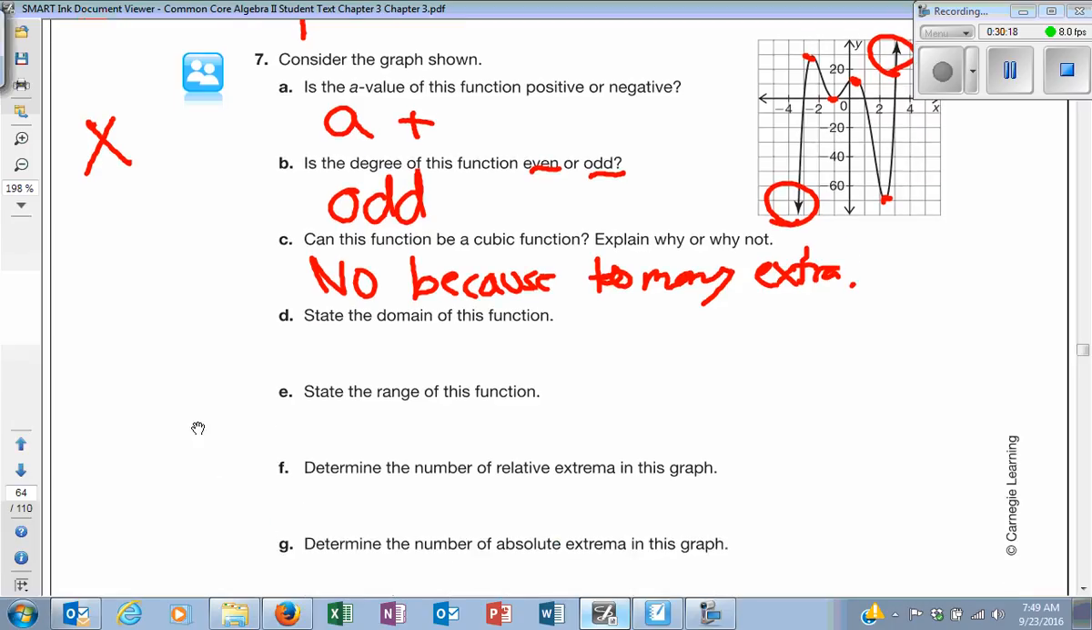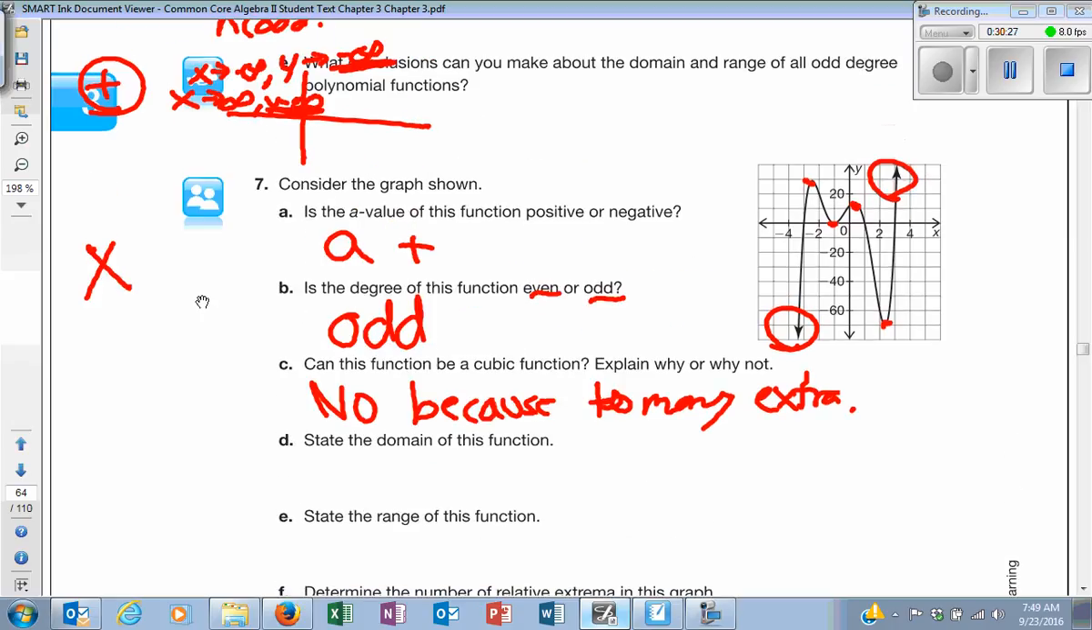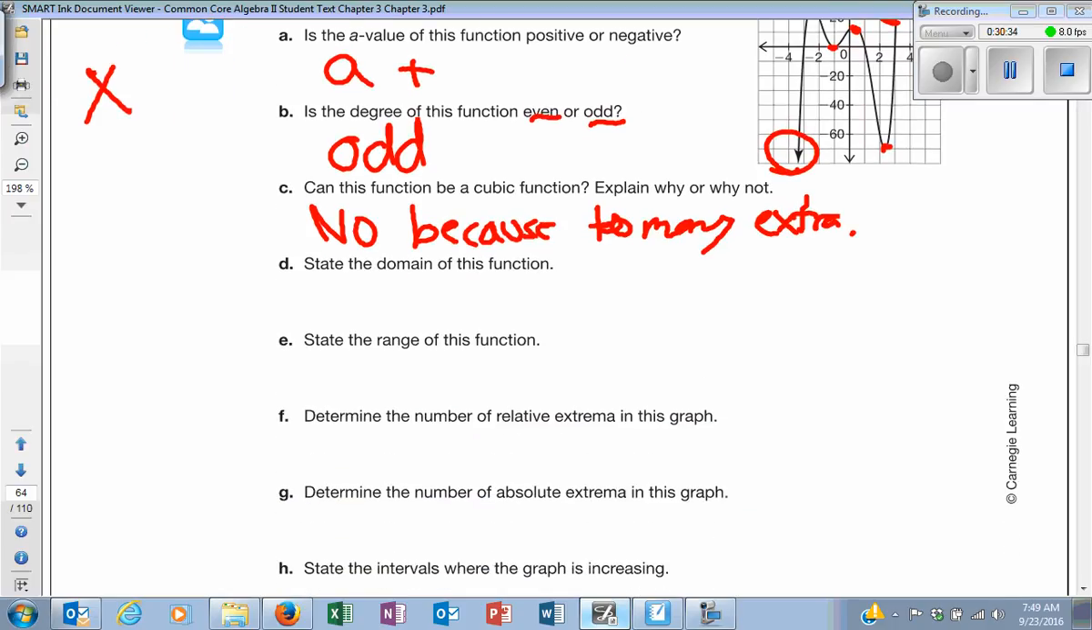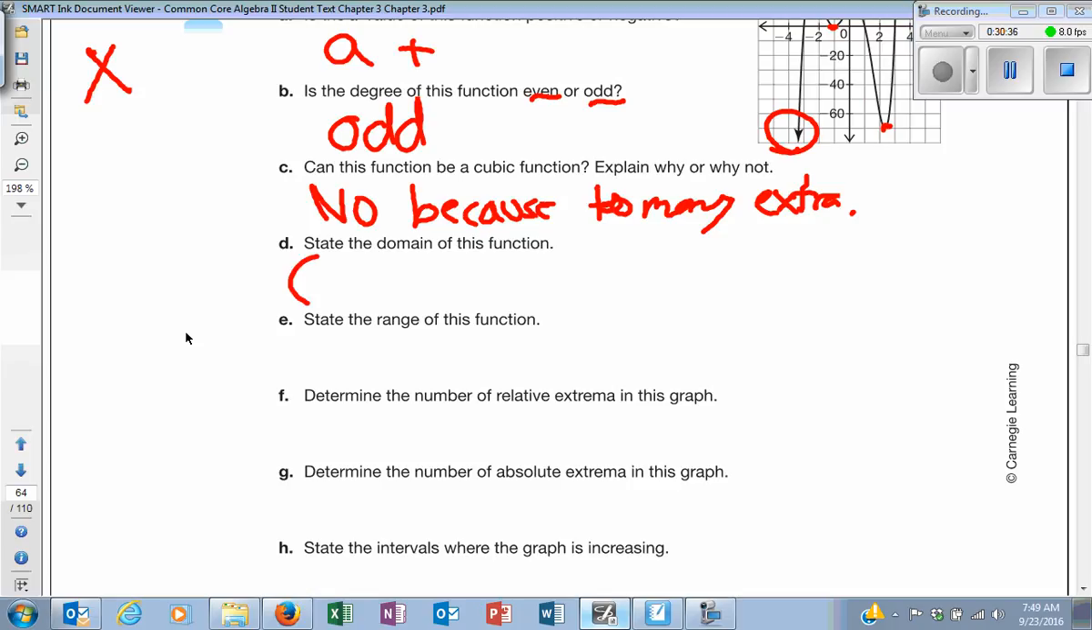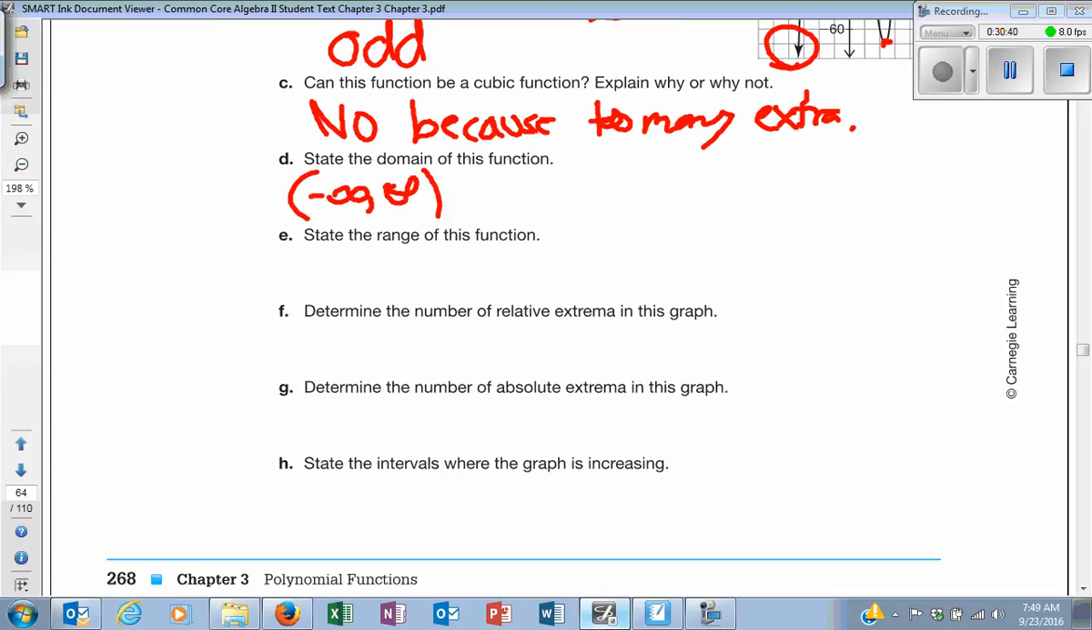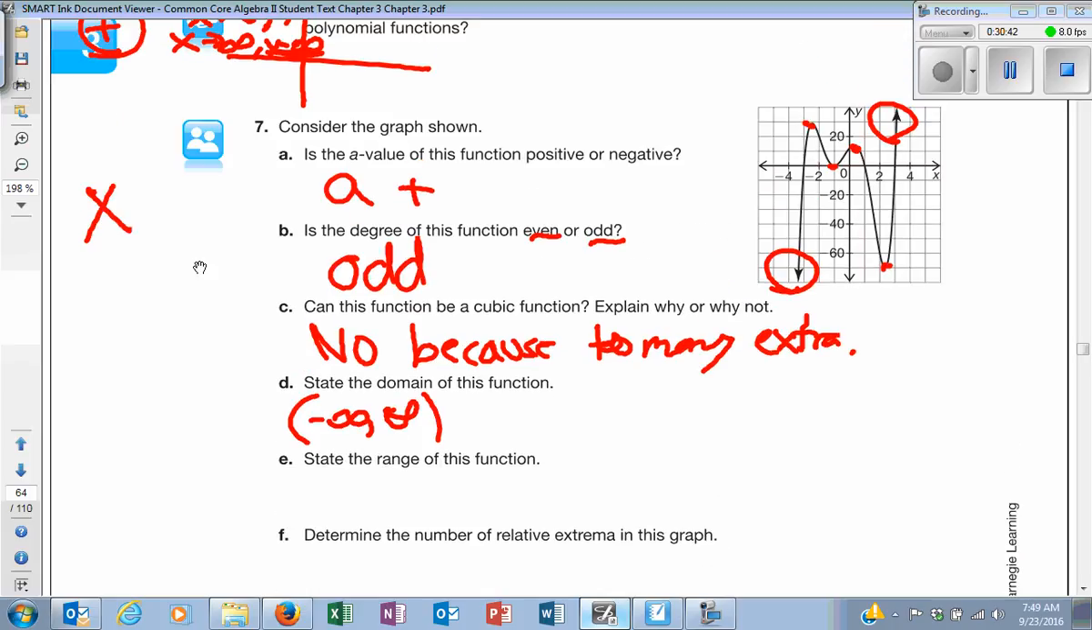State the domain. What is domain? What did I just tell you domain was? All the x's. Does this thing ever stop going to the left? No. Does this thing ever stop going to the right? No. So the domain would be negative infinity to positive infinity. The range. What would be the range? Does this thing ever stop going down? No. Does this ever stop going up?